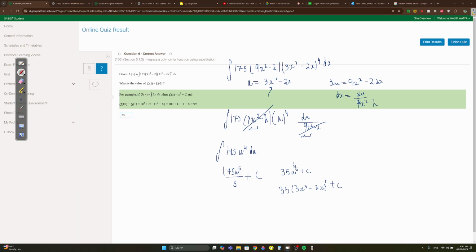Many people forget to change u back to its original form. You're not allowed to keep your answer in terms of u. It's a big mistake, really. If you do this in the exam, it's a huge mistake.